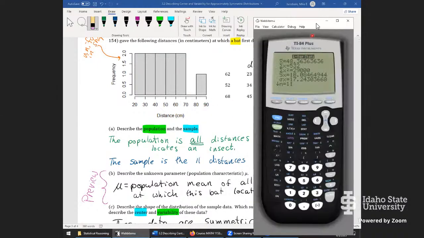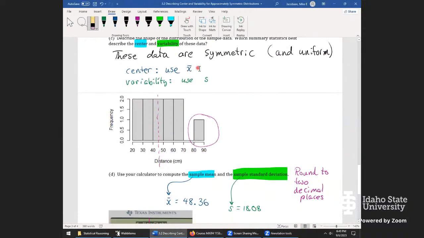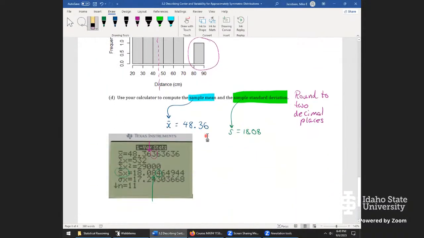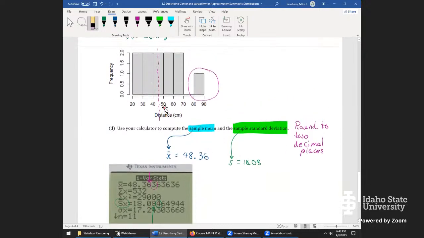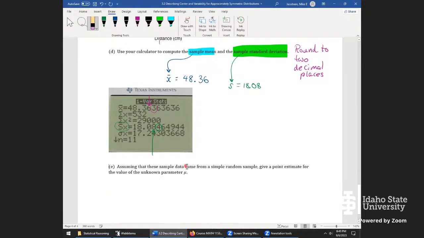Well, last question of the day. They're asking us next, well, we have these nice summary statistics. X bar is 48.36. That would go right to about the middle here. That looks about right. Standard deviation is 18.08. The last thing they ask us is, assuming that these sample data actually came from a simple random sample, give what will be referred to as a point estimate or the value of the unknown parameter mu.